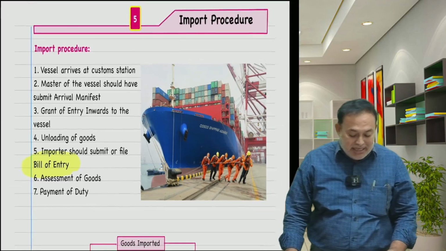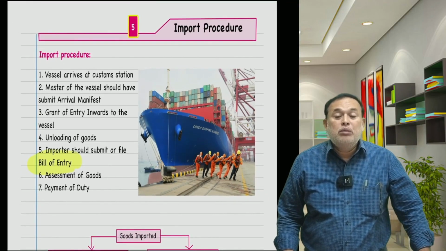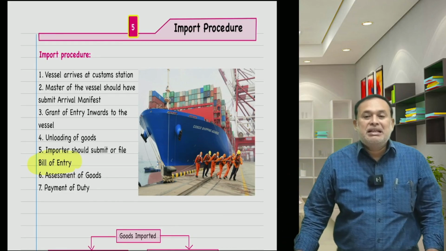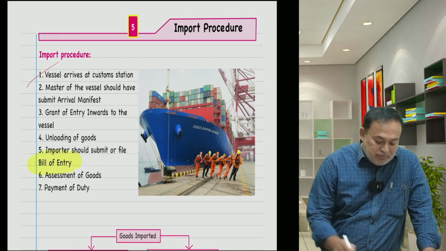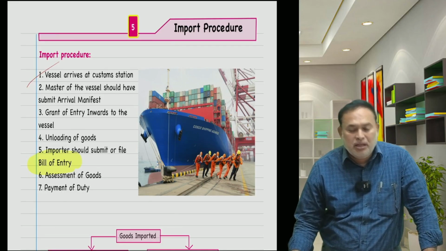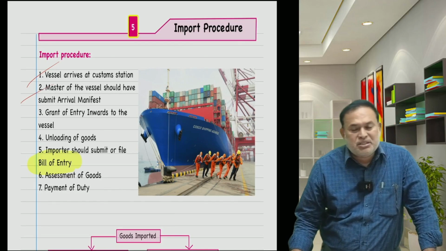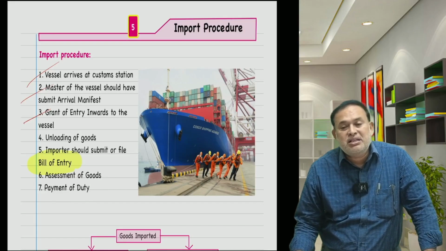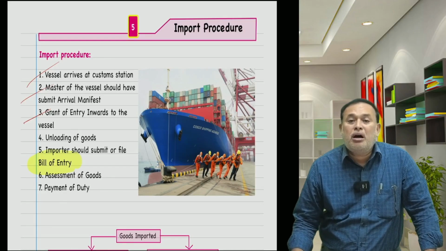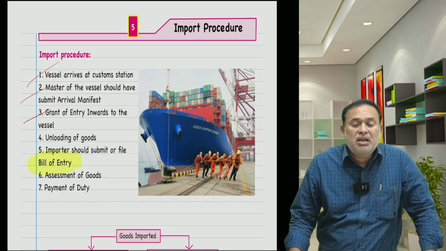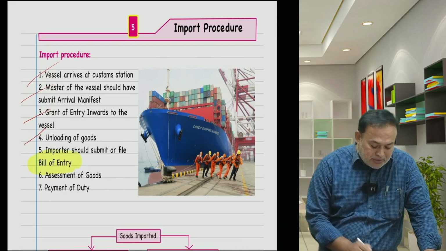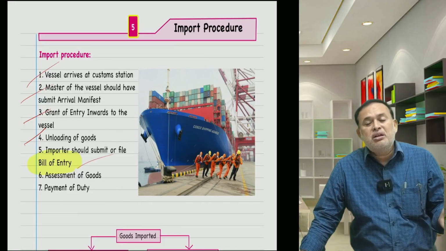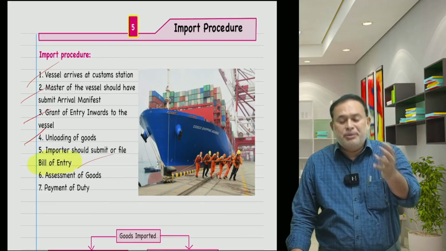With this, I can say that at this point my import procedure is completed, which I am revising as follows. First, the vessel arrives at the customs station in India, and the arrival manifest is submitted by the master of the vessel, namely the person in charge. Entry inward is granted to the conveyance by customs based on the arrival manifest, and unloading of the goods can take place thereafter. Thereafter, the bill of entry is submitted by the importer to clear the goods for home consumption or for warehousing, as the case may be.